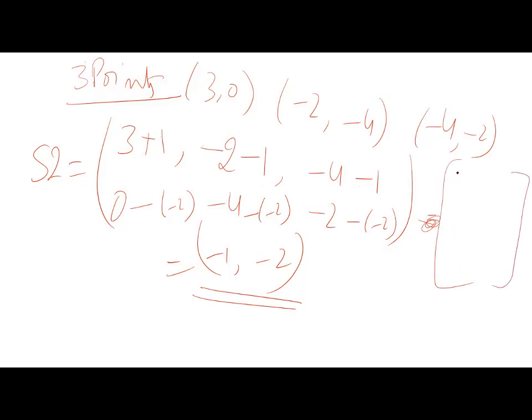So this is 4, and then this is 0, -2, -2, 4, and this is -2, -1. So in the transpose system, -2, -1, -3, and this is -4, +2. That gives you -2, and this is -4, -1, -5. This is -2, +2, it gives you 0, and multiplication of these two.